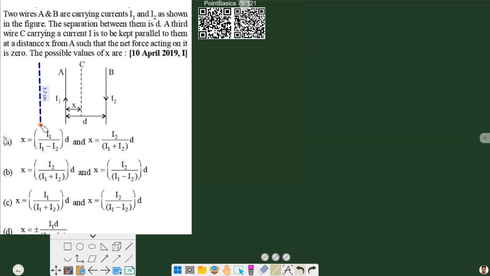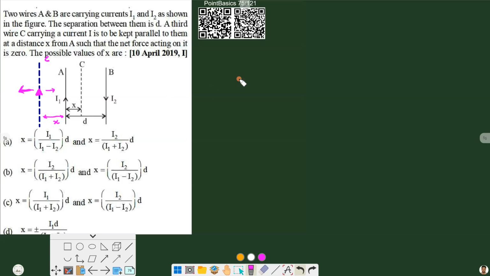So suppose we place wire C here. This is wire C, and this distance is x now. Assuming it has the same direction of current as wire A, what will happen? Wire C and wire A will attract each other, and wire B and wire C have opposite direction of current, so they will repel each other. So now there is a possibility that these forces can get balanced. So we will use this method here to find out the balancing position or the balancing length.